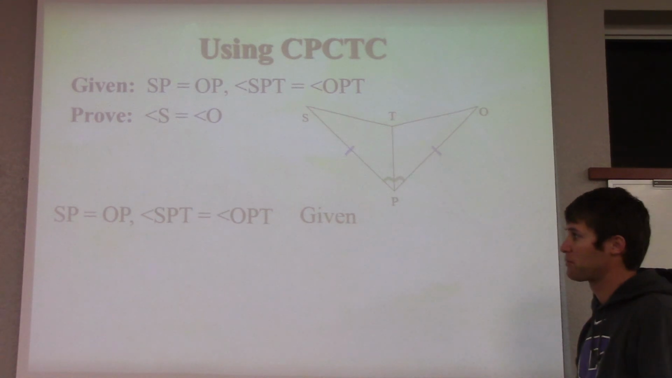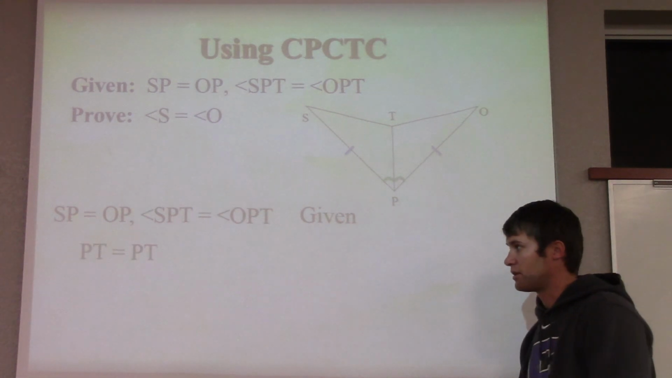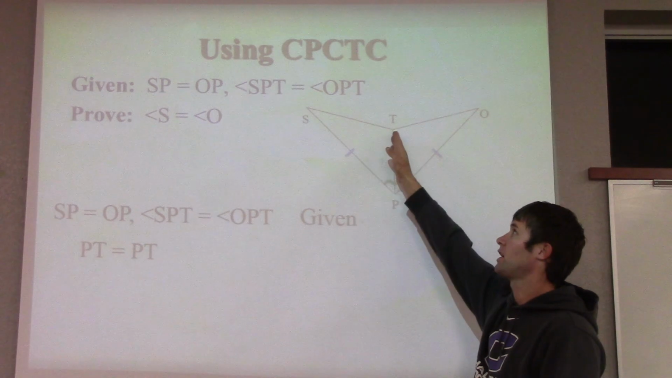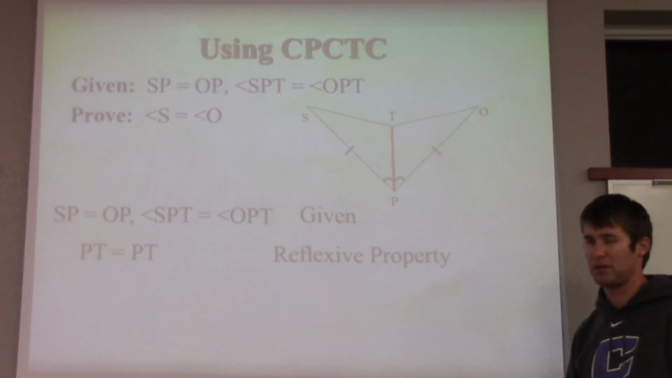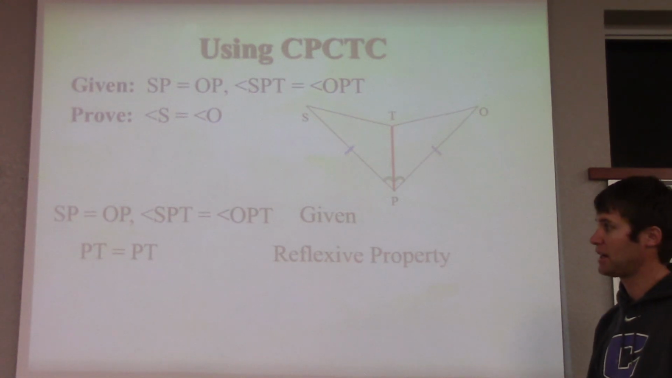Now, what else can we prove is true? Well, once again, they share a common side. So PT is equal to PT. That's our reflexive property. So you see this reflexive property three times in a row.